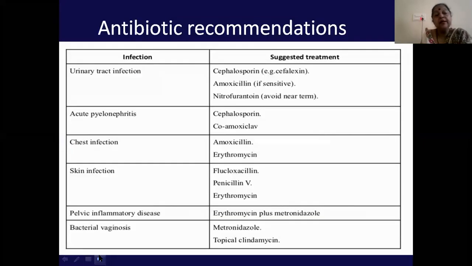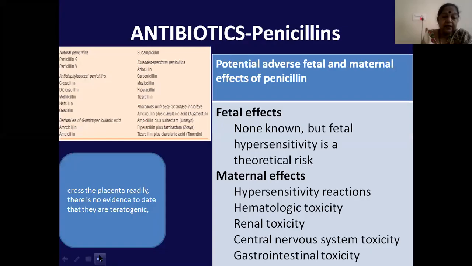Now, these are the recommended antibiotics in urinary tract infection: cephalosporin, amoxicillin, and nitrofurantoin, which, as I told, should be avoided near term. For acute pyelonephritis, cephalosporin and co-amoxiclav. For chest infections, amoxicillin and erythromycin. For skin infection, erythromycin. And if there is any vaginal infection, you can give topical clindamycin. So these are the drugs you should know, and these are the details of the drugs.